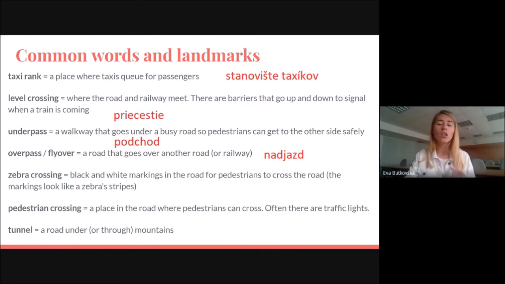But be careful, never use just crossing, okay? Because we use the word crossing in many other meanings. So for you to make it clear, if you want to give clear directions, use zebra crossing or pedestrian crossing. Here comes the translation. Very good. And the last one is tunnel. Oh, that's the same for us. So tunnel, I think that's an international word.